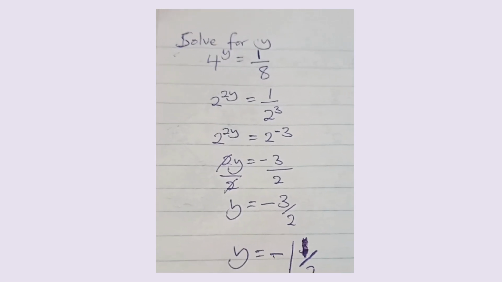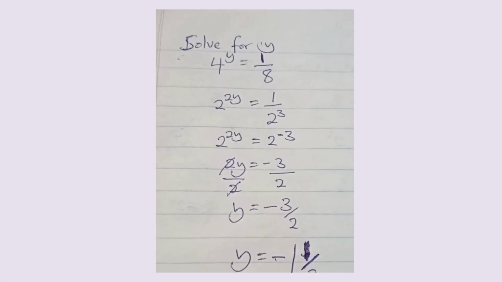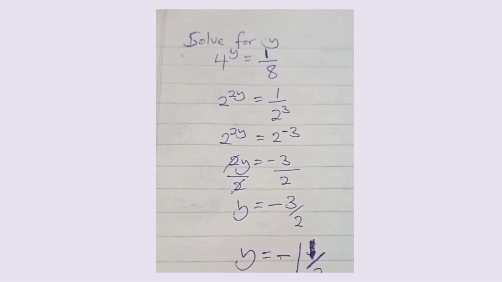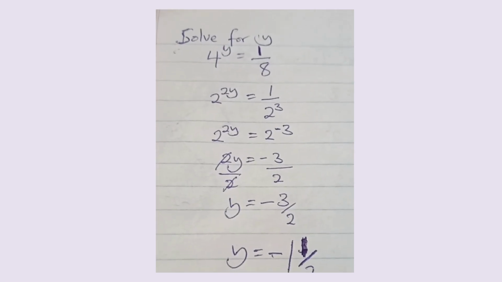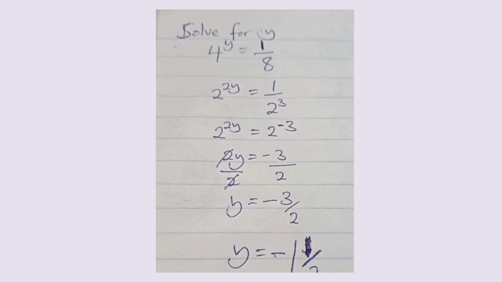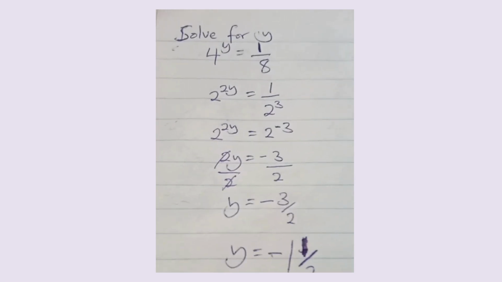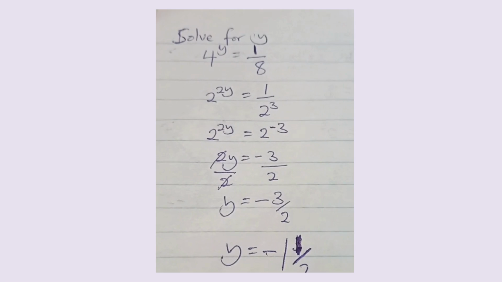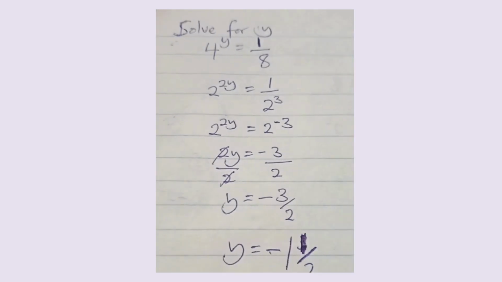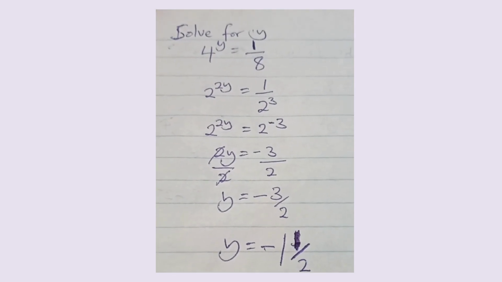So we are going to solve for y in this relation. In this problem, we have 4 to the power y is equal to 1 over 8. Now, the 4 is not a prime number, and the 8 too is not a prime number. So the next thing that we need to do is to find the prime product for the 4 and the 8. If the 4 is not a prime number, it means that there is the need for us to get the prime product.